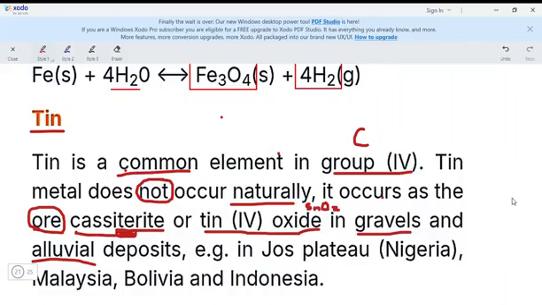In this lesson, we'll be looking at the topic tin. Tin is a common element in group 4. That means the group where carbon belongs to.